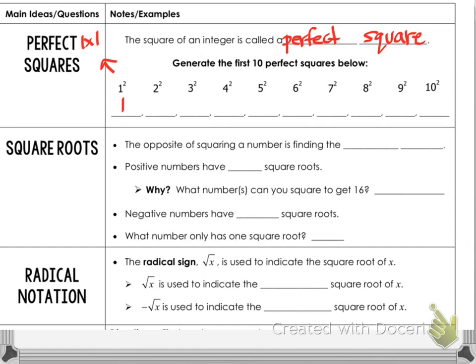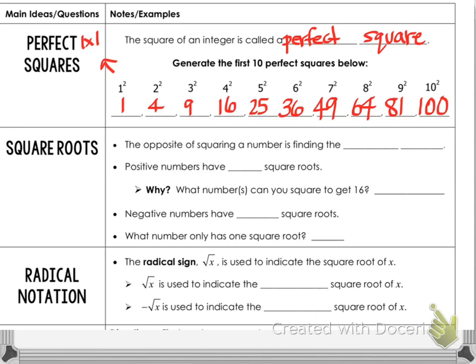So 1 times 1 is 1. 2 squared is 2 times 2, which is 4. 3 squared is 3 times 3, which is 9. 4 squared is 4 times 4, which is 16. 5 squared is 5 times 5, which is 25. 6 squared is 6 times 6, which is 36. 7 squared is 7 times 7, which is 49. 8 squared is 8 times 8, which is 64. 9 squared is 9 times 9, which is 81. And 10 squared is 10 times 10, which is 100.